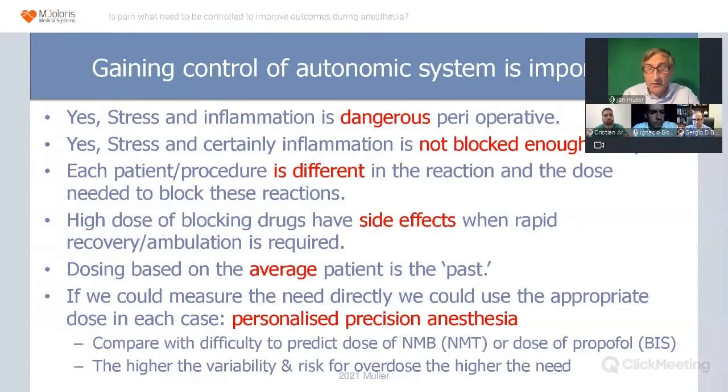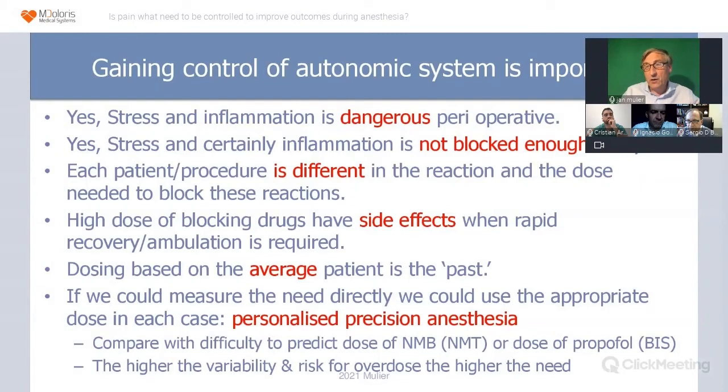Each patient is different in the reaction and the dose needed to block. High doses of blocking drugs have side effects, so we might also talk about the dexmedetomidine crisis, not in the long term, but this could also be problematic. Dosing based on the average patient is the past. We really have to go to personalized precision anesthesia.